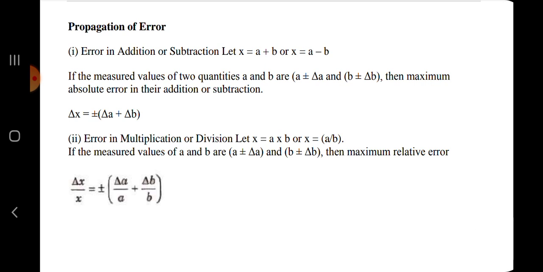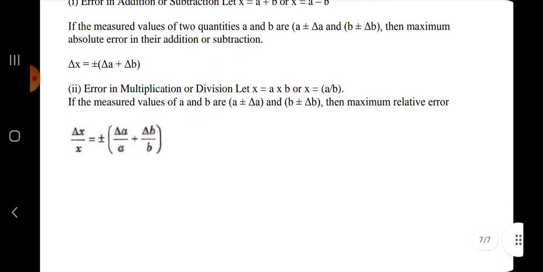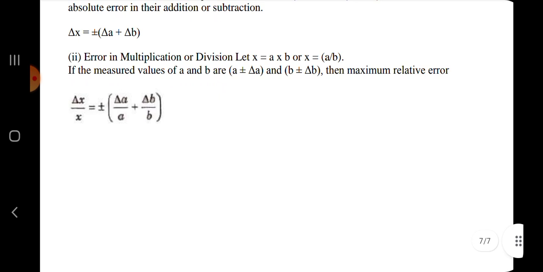Then propagation of errors. Error in addition or subtraction. If the measured values of two quantities are A and B, then the maximum absolute error in their addition or subtraction is delta x equals plus or minus (delta A plus delta B). Then error in multiplication or division. Let x equals A B, or x equals A upon B. If the measured values of A and B are A plus or minus delta A and B plus or minus delta B, then the relative error will be this.